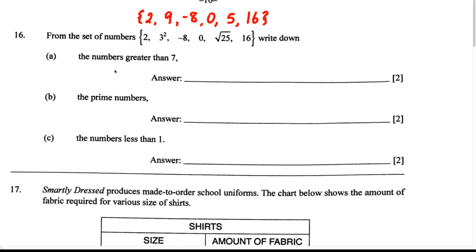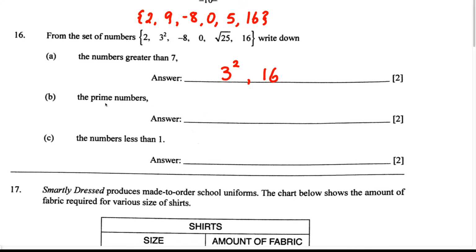Okay, now for the numbers that are greater than 7, is 2 greater than 7? No. Is 3 squared greater than 7? Yes, because we know 3 squared equals 9. So we can just write 3 squared. Is -8 greater than 7? No. Is 0 greater than 7? No. Is the square root of 25 greater than 7? No. Is 16 greater than 7? Yes, so we can write 16.